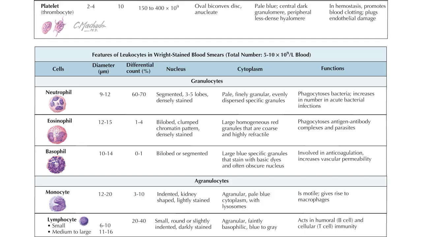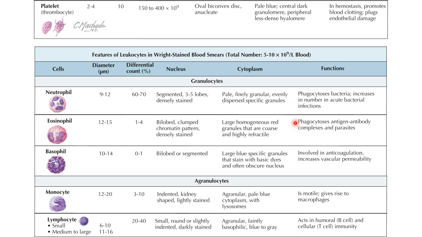This table will show the function of the different formed elements. Platelets are important for hemostasis to prevent bleeding. Platelets promote blood clotting, and whenever the inner lining of the blood vessel is injured, the platelet plugs the damage. Neutrophils will eat bacteria, and neutrophils will increase in number in acute bacterial infection.